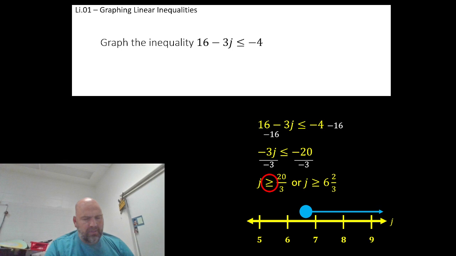I hope this has helped you. Make sure you remember when you divide by a negative, you got to swap the sign. Okay, it's important. It's a very common mistake that I see, so be careful about that.